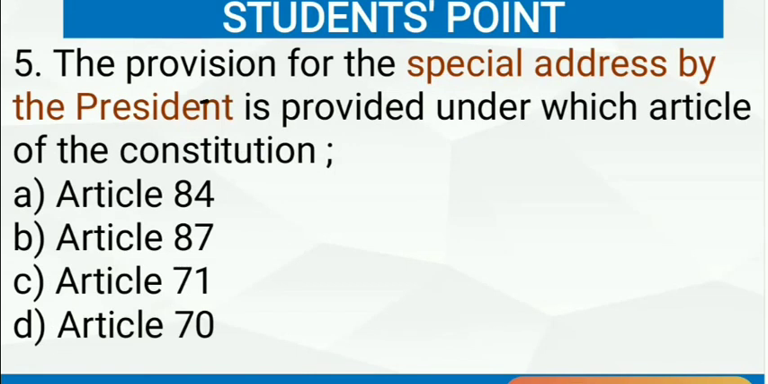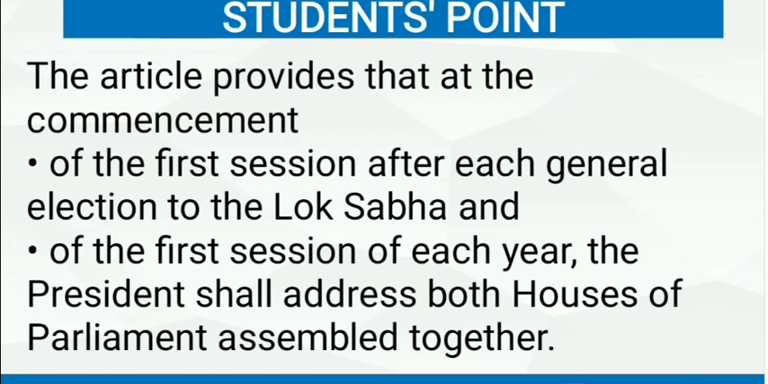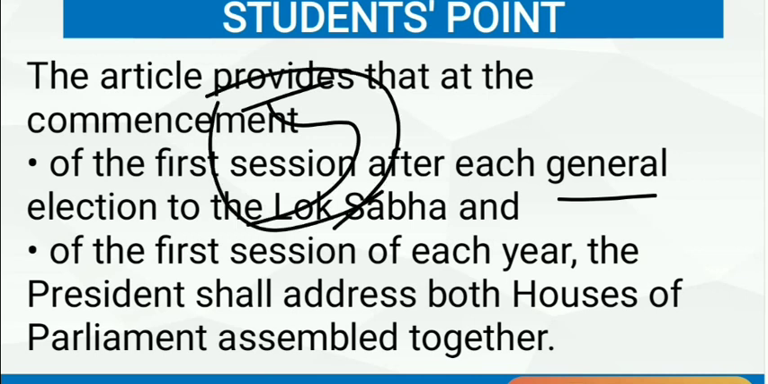Next question. The provision for special address by the President is provided under which article of the Constitution? So it is provided under Article 87. This Article 87 provides 2 occasions whereon President is required to give a special address. And these 2 occasions are at the commencement or beginning of the first session after each general election to the Lok Sabha. Generally, each general election happens after 5 years.